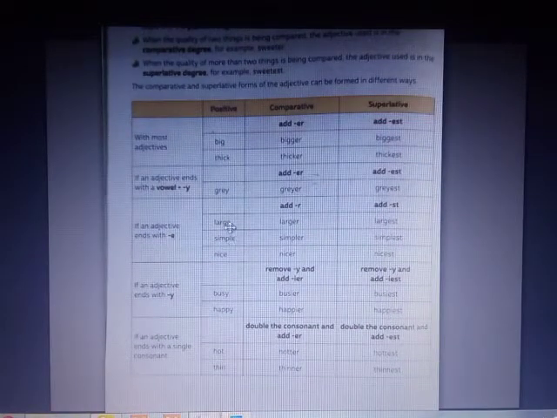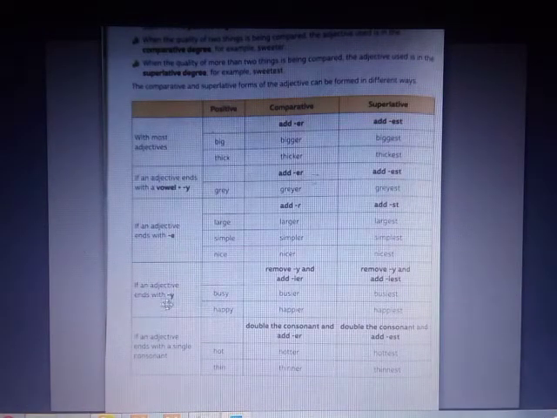If an adjective ends with e, like large, simple, nice, we just add r. For comparative we add r, larger, and for superlative we add st, largest. If an adjective ends with y, like busy, we remove y and add ier, busier, and for superlative we remove y and add iest, busiest.